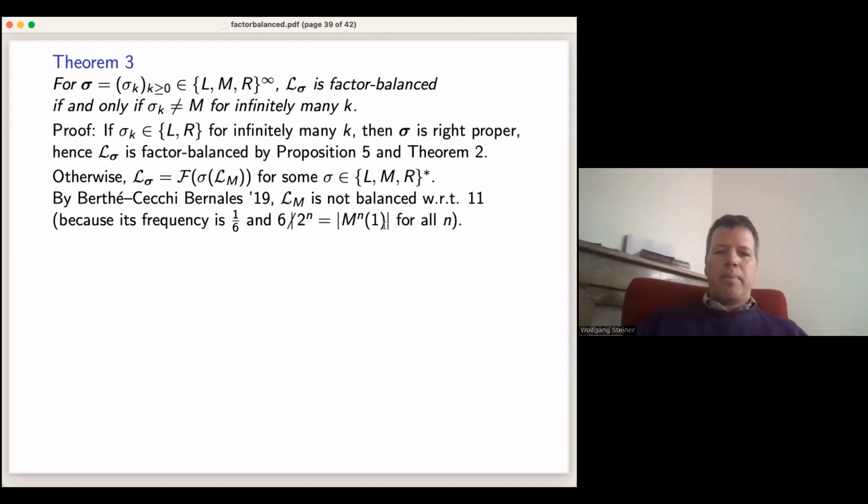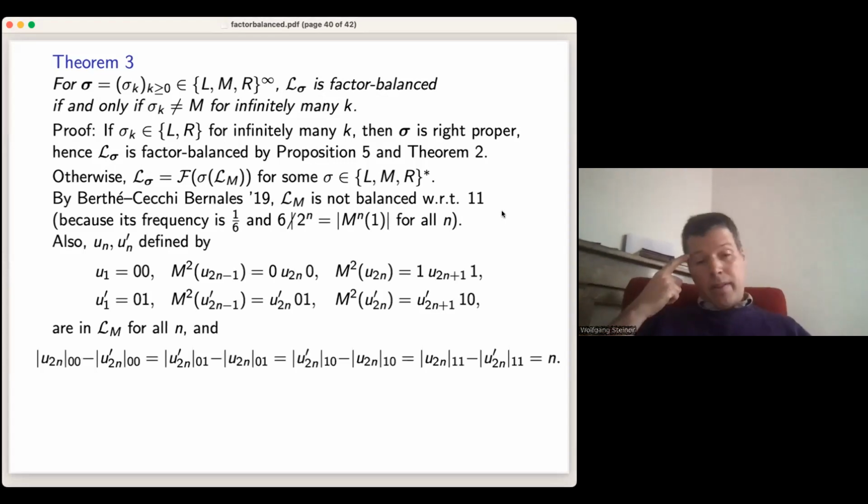More precisely, Berthé and Jakeman have a statement that says that if you have a substitution sigma and a factor AA which has a rational frequency, then the denominator of this frequency must divide the length of sigma^n(A) for all n that are large enough, if we want L_sigma to be balanced with respect to this factor AA. And since this is not true here, it's not balanced.